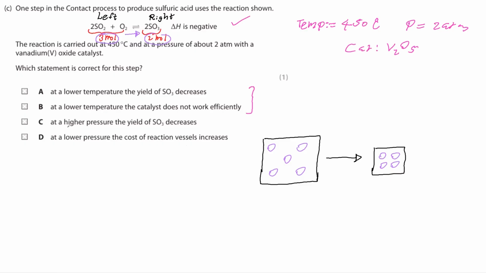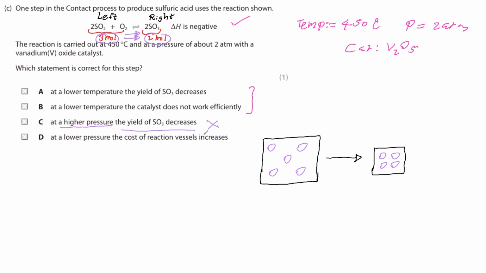So that's what they are saying, that at higher pressure the yield of SO3 decreases. No. When the pressure is high, to reduce the pressure, equilibrium will shift towards the right hand side, producing more and more SO3. So therefore the yield of SO3 will not decrease, it will increase. So this statement is wrong. They are asking for the correct one.